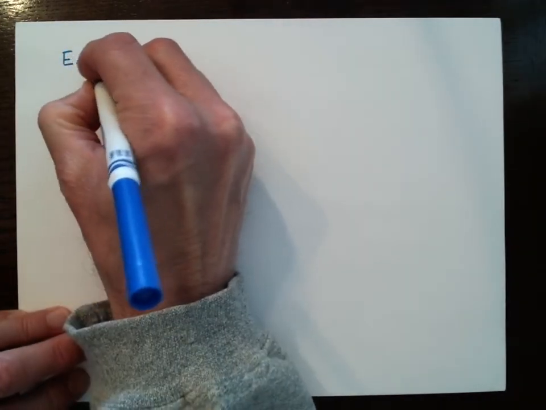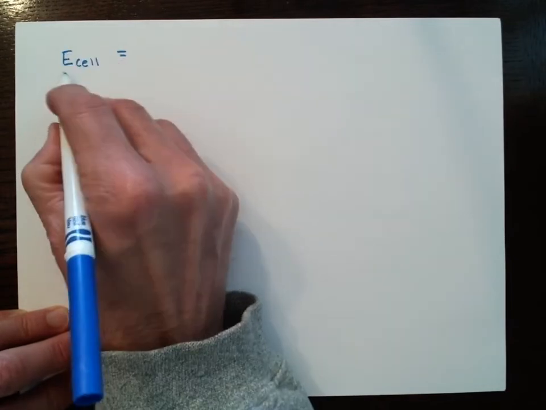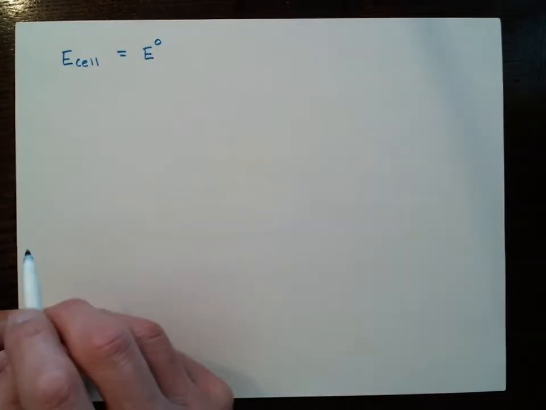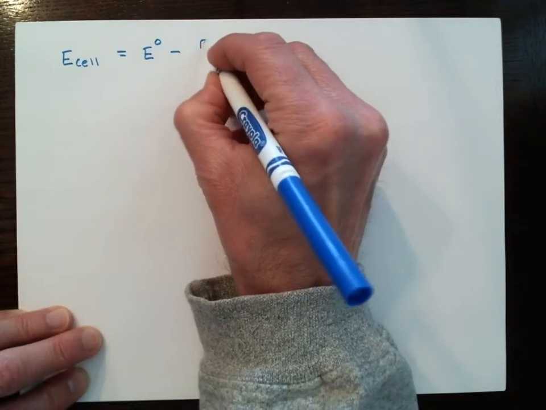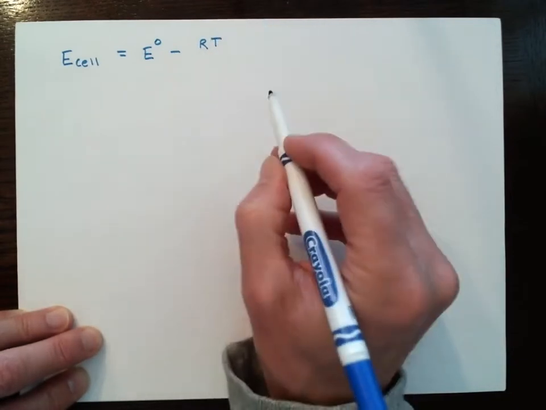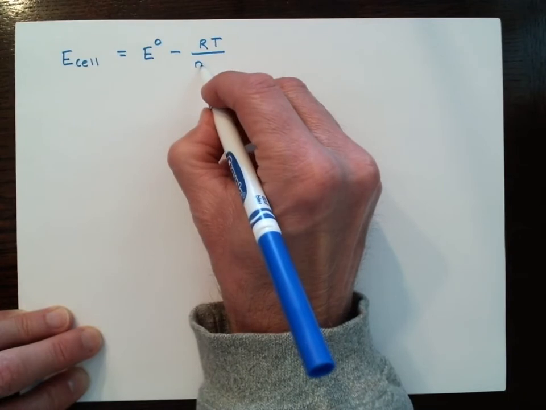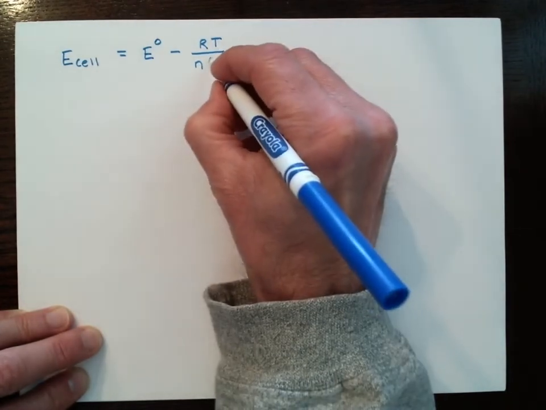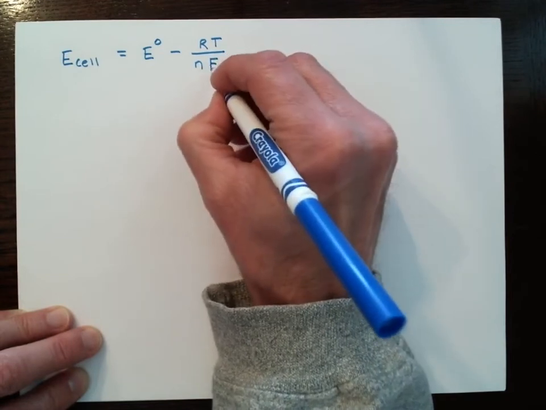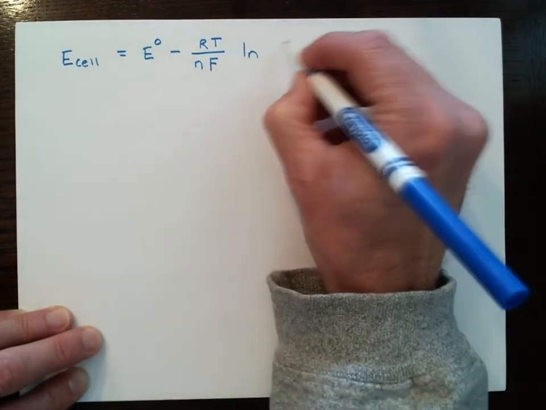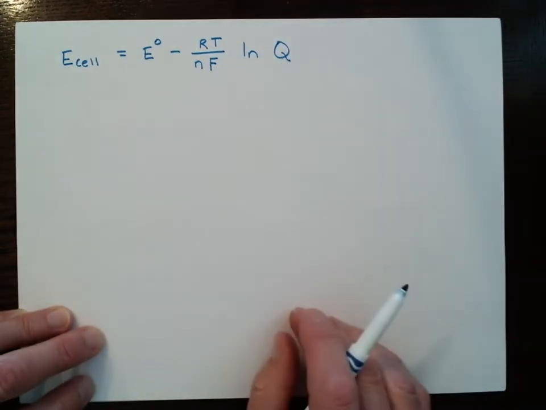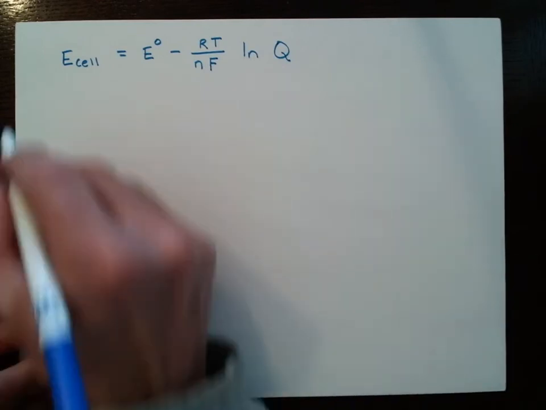The actual measured cell potential, notice there's no 0 here, so this is the cell potential that we're actually going to see on the readout, what it actually is. This is going to be the standard cell potential minus the gas constant times the Kelvin temperature divided by the number of moles of electrons transferred overall in the process, also divided by a constant called Faraday's constant. I'm going to tell you what that is in a second, times the natural log of the reaction quotient, Q. This takes on the form of the equilibrium constant. All right, so let's go over all these parts.